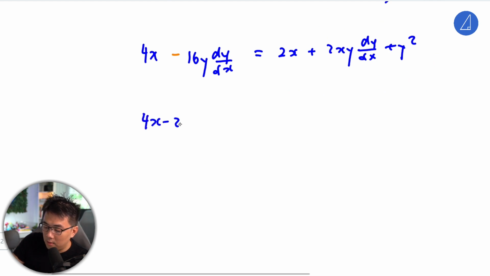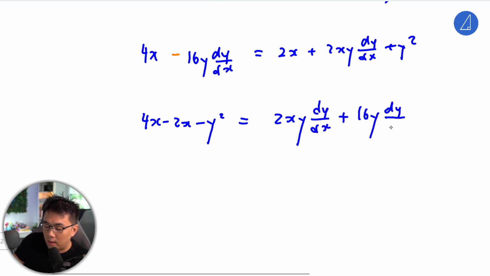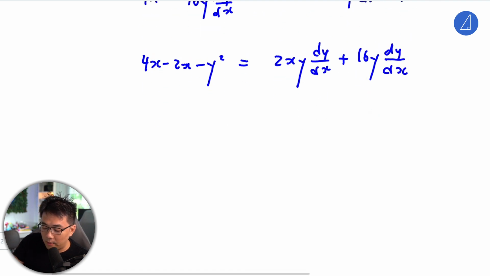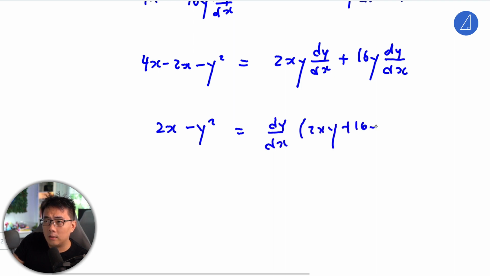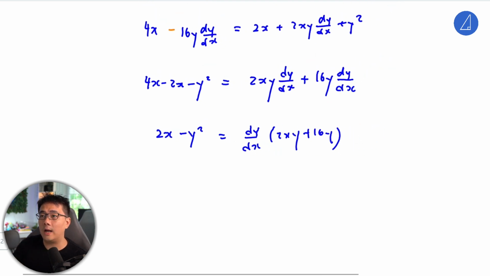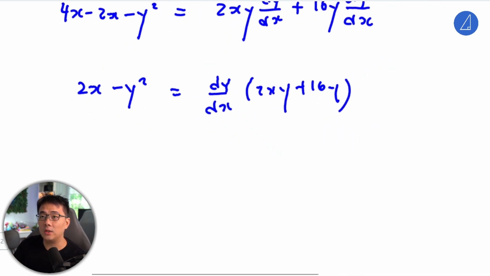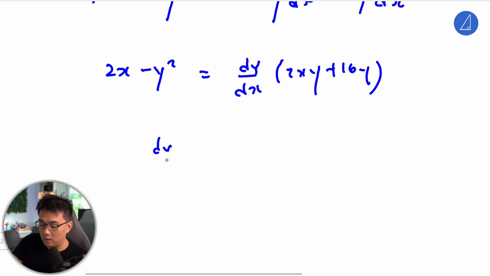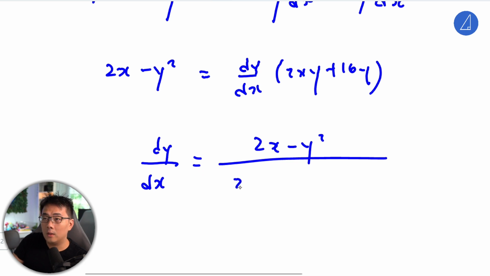So 4x minus 2x minus y squared. Then after which you have 2xy dy/dx plus 16y dy/dx. All right. Then from here, what is 2x minus y squared equals to dy/dx times 2xy plus 16y. Great. Now once this is done, what we could do next is essentially just divide. So dy/dx is equals to 2x minus y squared over 2xy plus 16y.